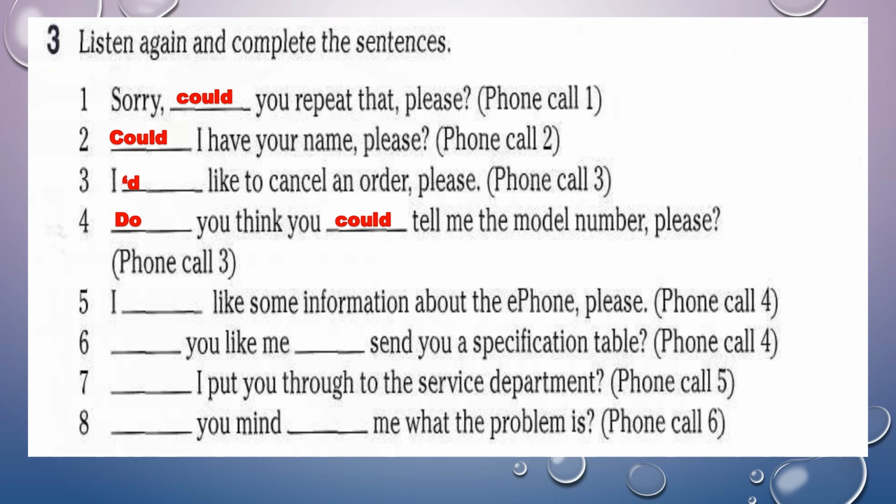Number 5, yes, I'd like some information. Number 6, exactly. Would you like me to send? Number 7, shall I put you through to the service department? And the last one, would you mind telling me? And here I want to tell you that after would you mind, we should use a gerund. Gerund means the verb with ing. We can't say, would you mind tell? After the word mind, we should use the verb with the ing form.